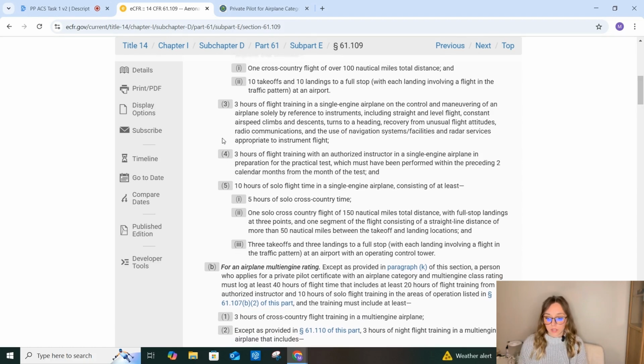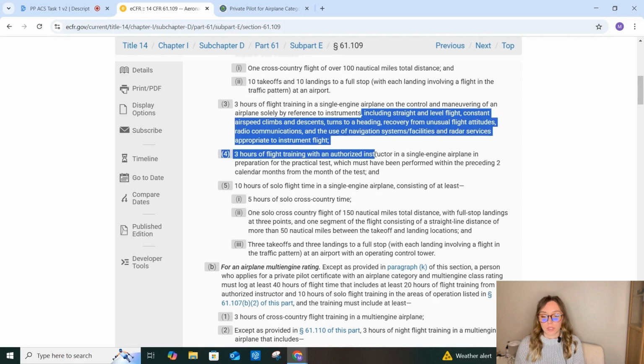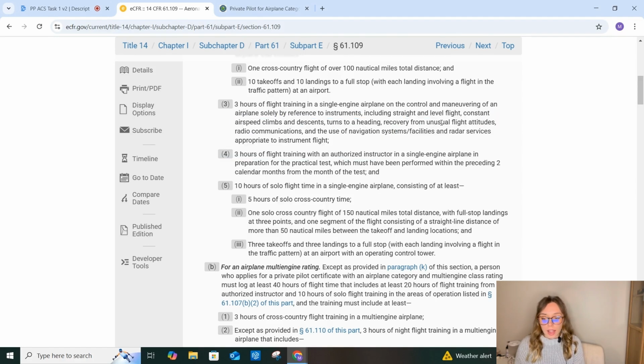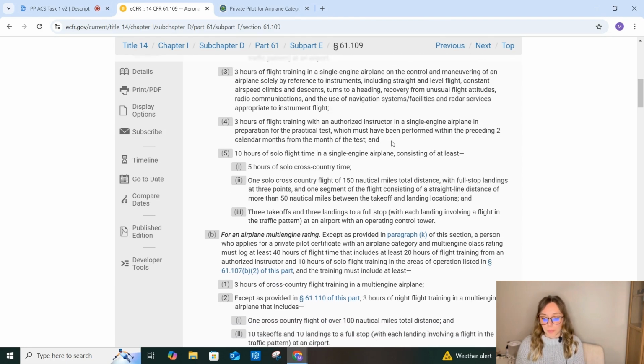Then you need 3 hours. This long paragraph means instrument. So 3 hours under the hood or with foggles. I don't know if there's another way to do that, if it's a sim or something, but 3 hours of instrument time. And then it's saying what you need to include in there. So like unusual attitudes, using nav systems, so VORs, straight and level flight, climbs, descents. Your instructor will talk through that with you.